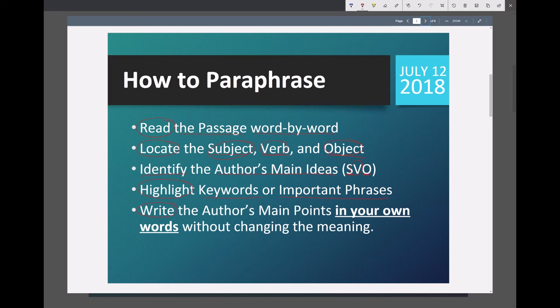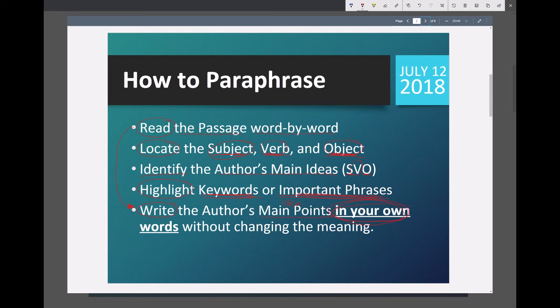And finally, the writing part. After you read and think about what the author is saying, understanding the idea of the author's words and noting the mechanics, the subject, the verb, and the objects, as well as seeing if there are any keywords or important phrases that you should keep in your paraphrase, then you can write down the author's main points, so that's their idea, in your own words. This is the key.